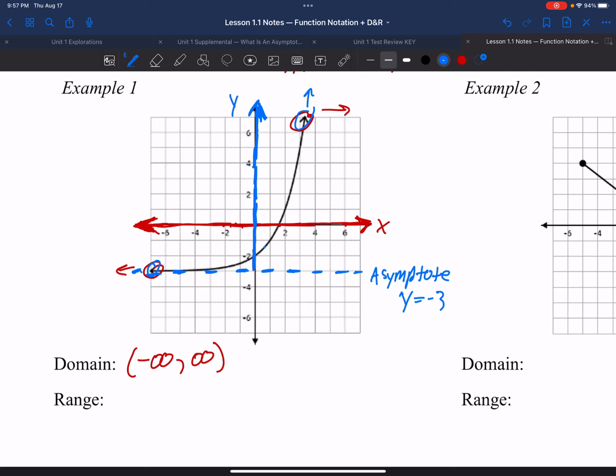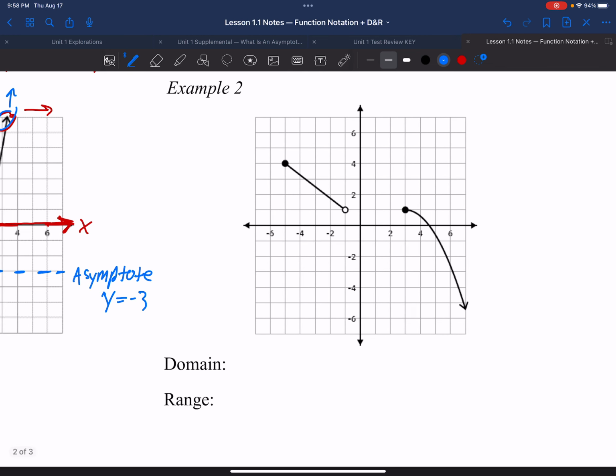If you just look at this graph, reading vertically, up and down, the lowest point is here at the asymptote, y equals -3, and so that's the lower bound. But the upper bound just keeps on going up and up to infinity. It's unbounded. So I say the range starts at -3. It doesn't touch the asymptote, so it's not inclusive. And then it continues up to infinity, like so. Okay?